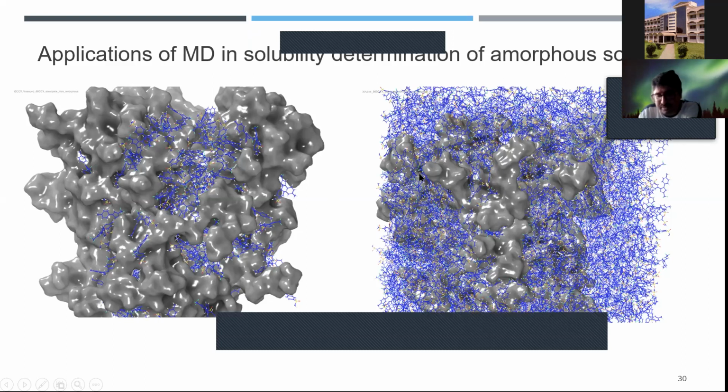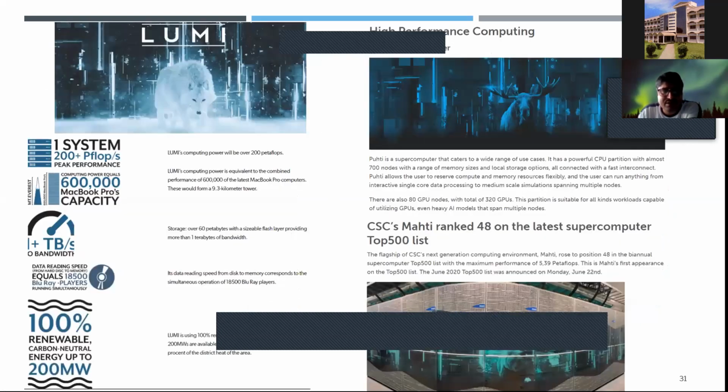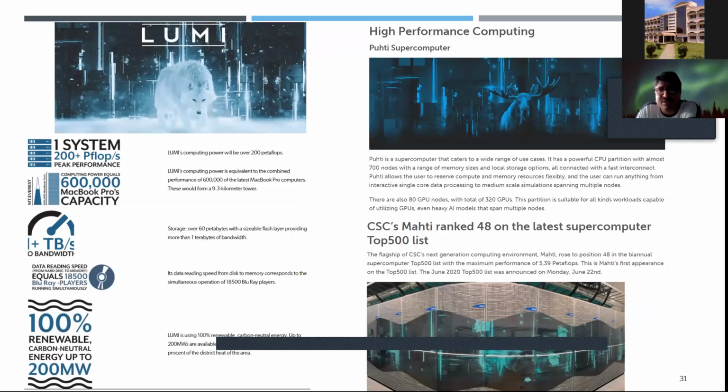So there are a large number of applications of these MD simulation studies. Here I can summarize that we have these computational resources from CSC. CSC is the centralized system for supercomputer resources in Finland. Currently we have a supercomputer which has a speed of around 1.5 petaflops.